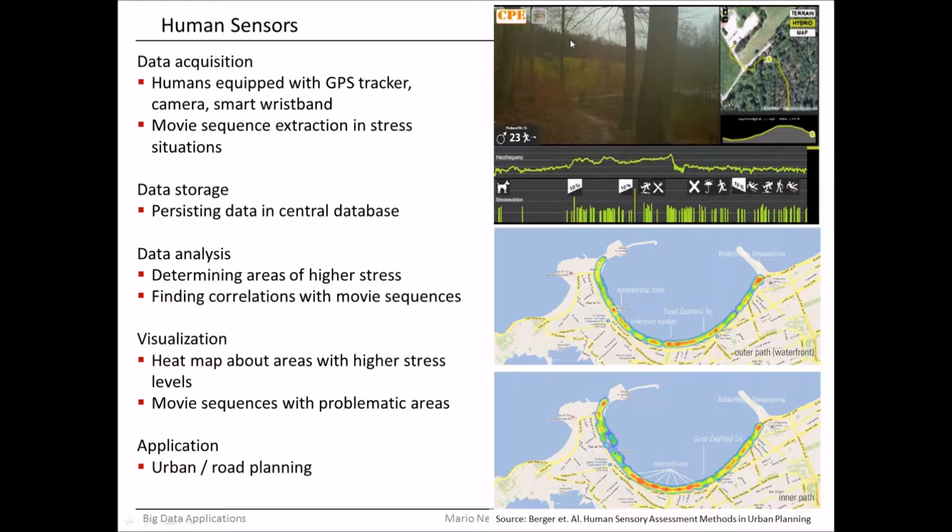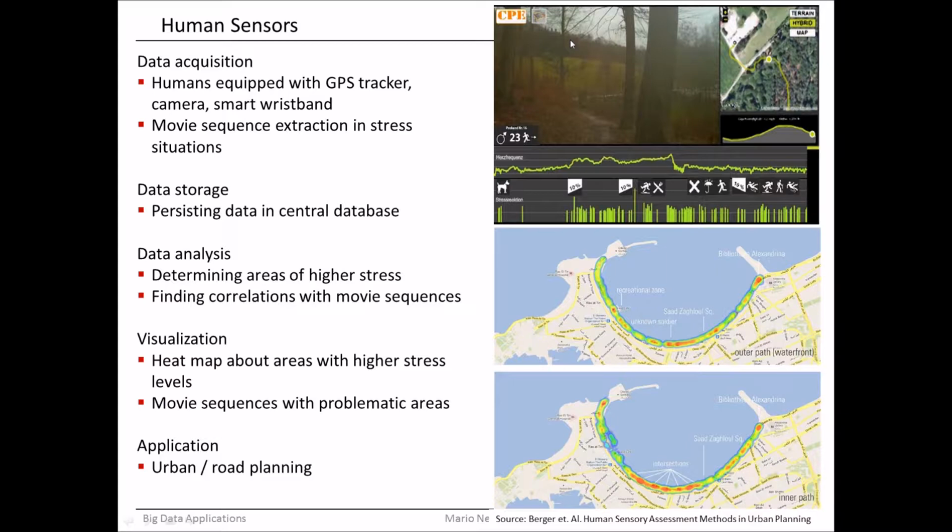Then it comes to the data analysis, and in the data analysis, the goal of the algorithms is to determine higher stress while you move along the path, higher stress which might be caused by road conditions, which might be caused by certain situations, and you detect the stress, for example, from the wristband data. You relate these wristband data, these detected stress times, with movie sequences, such that you're able to correlate the stress data with the situation in the real world.